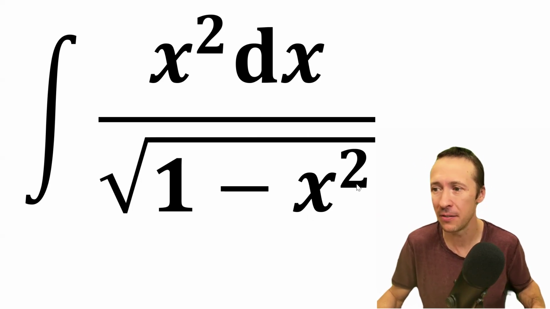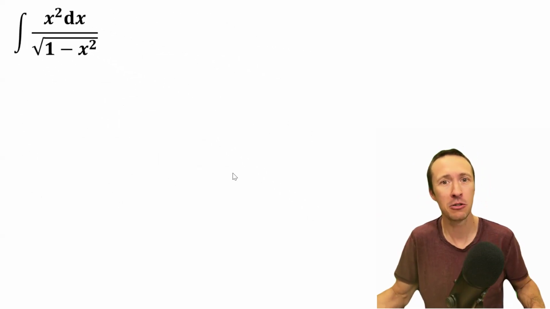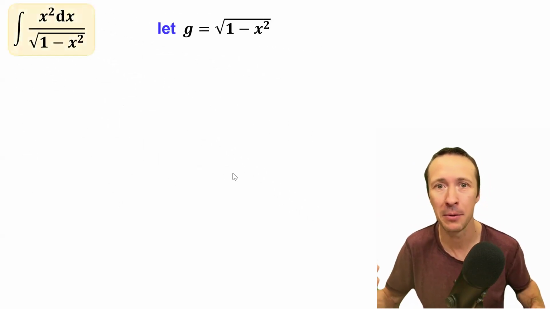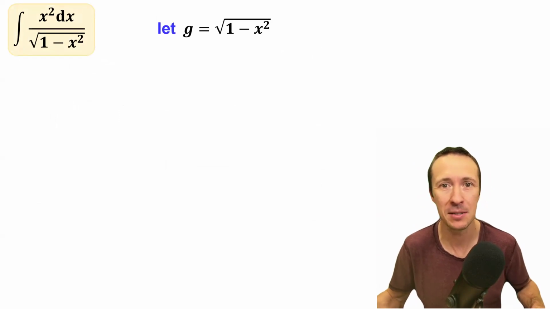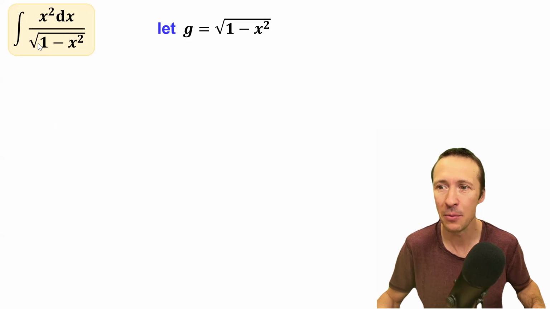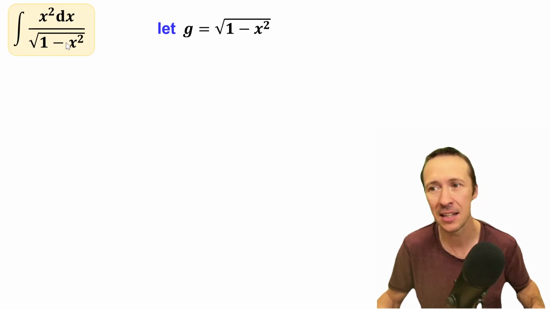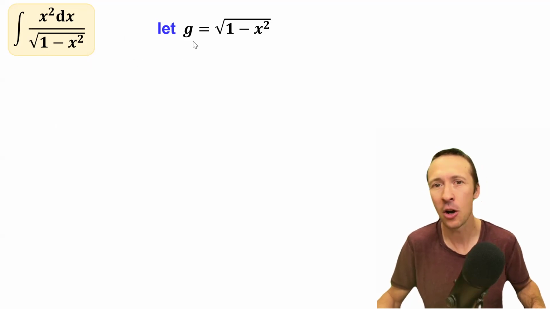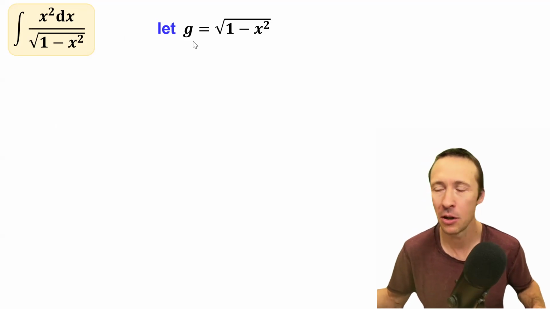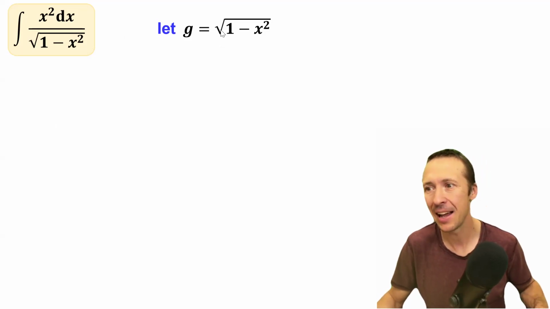It's not the derivative of the denominator. So we're going to do a trig substitution, and I'm going to walk you through it. I'm going to hold your hand step by step. This is my method. I think it's one of the fastest methods that you can do. And what I do with these is I take the square root thing and I call it something. I always call it g, but you can call it whatever you want. And I set it there.